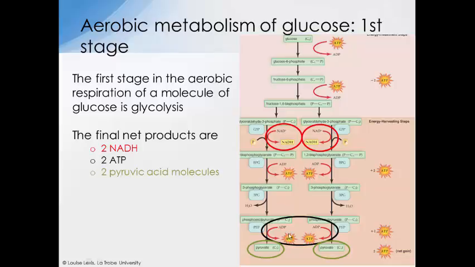Key to this pathway is that the pyruvate molecules will go ahead and enter the mitochondria, and I'll show you this on the next slide. The NADH molecules also give up their hydrogens to the mitochondria.